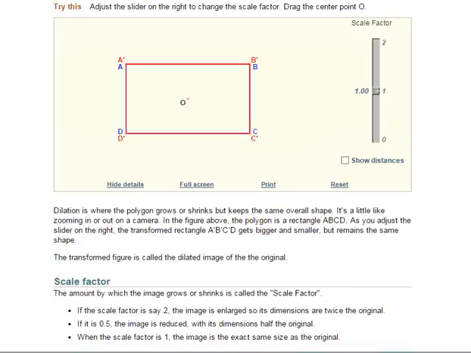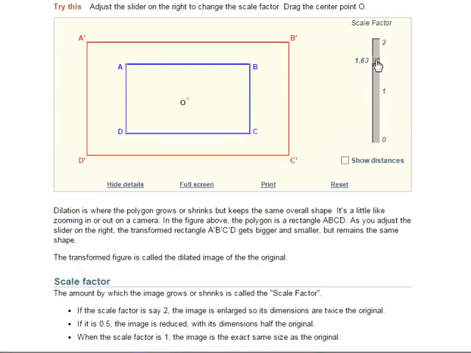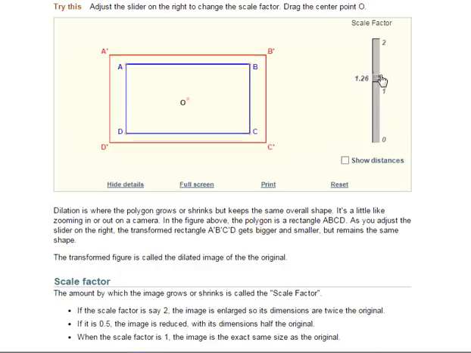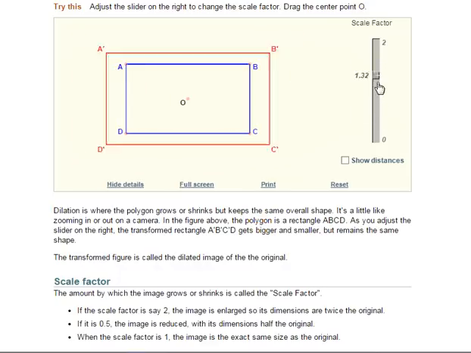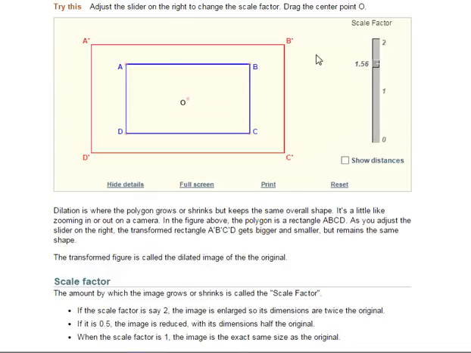All right, so let me show you what a dilation is. So here we have a rectangle, A, B, C, D. As of right now, nothing is being done to it. You can see A prime, B prime, C prime, D prime are exact replicas of the original coordinates, so nothing's happening right now. But if I play with this thing here, the scale factor, it's going to change the size of the original rectangle. See that? And that's what a dilation is. A dilation changes the size of the figure.